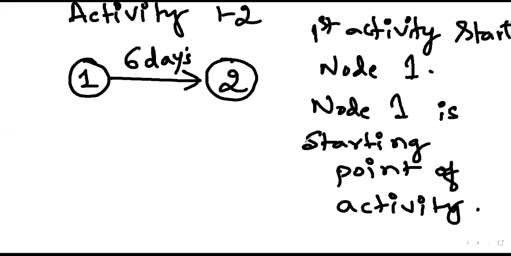Am I making it clear? Node 1 is the starting point of the activity. There should be something that represents the start of an activity, isn't it? Otherwise, we cannot say that the activity has started or finished. That is the reason there is a pictorial representation which says that the activity has started as well as finished. So a node means the start or the end point of an activity. An arrow represents the activity itself. It takes 6 days.